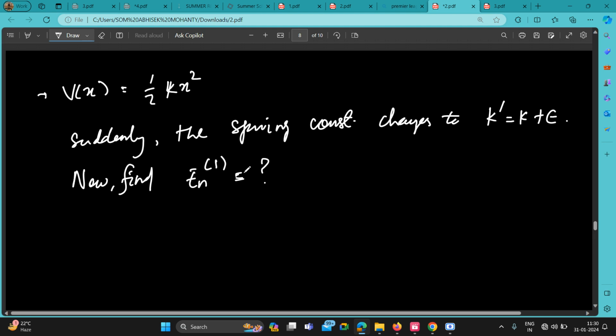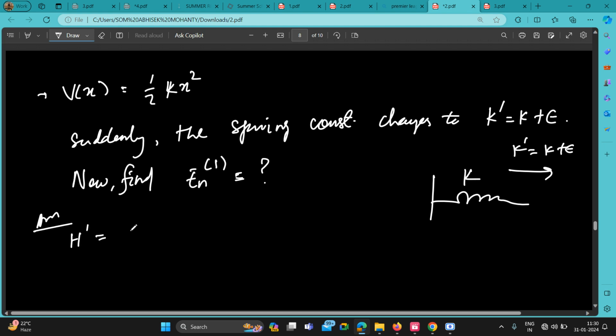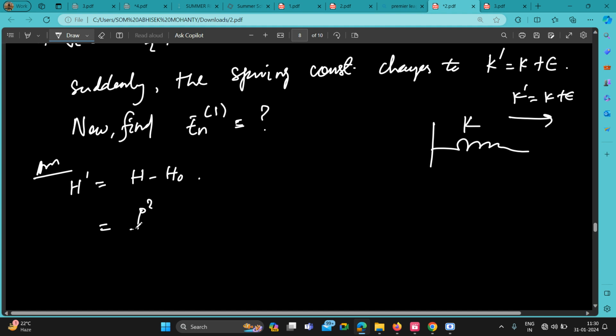Okay, right. Spring constant, that means it was like this. First it was k. Okay, then when we stretch it, it became k dash, which is actually k plus epsilon. So from here we can find perturbation. Perturbation is what? The real Hamiltonian minus the original one. So your main Hamiltonian is p square by 2m plus half k dash x square, minus original Hamiltonian p square by 2m plus half k x square. We know k dash is what? k dash is k plus epsilon.